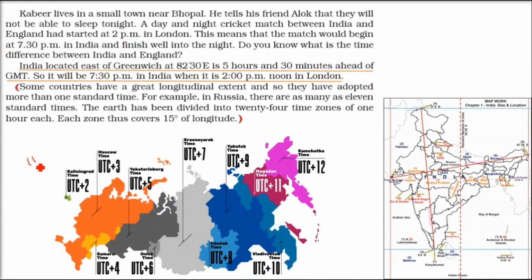Russia is so stretched, it has 11 time zones. That is 15 degrees multiplied by 11. So 15 into 11 is the number of longitude degrees it is extending. So if you count it, there are 11 time zones in Russia.